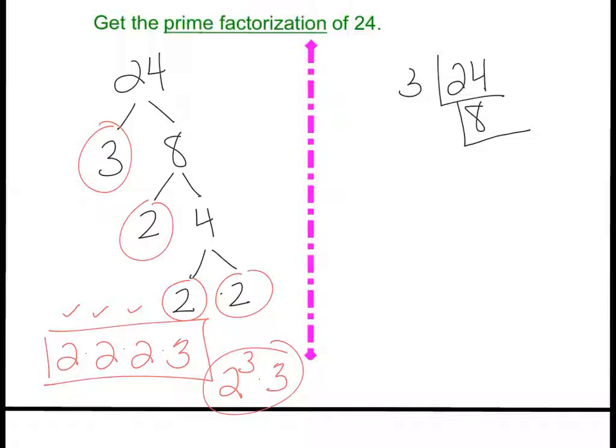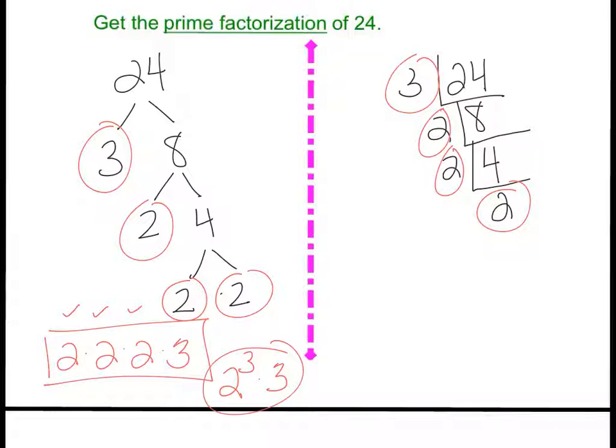Now I must find something prime that goes into 8. Let's use 2. 2 goes into 8 4 times. Now I must find something prime that goes into 4. That's 2. 2 goes into 4 twice. Now, I've ended with a prime number. That means I'm done. So I take all the numbers down the side plus the bottom. 2 times 2 times 2 times 3.